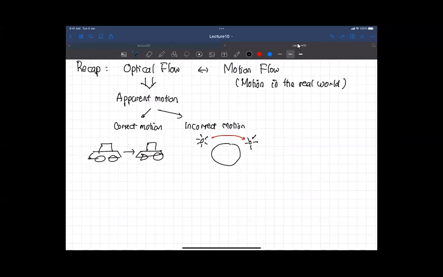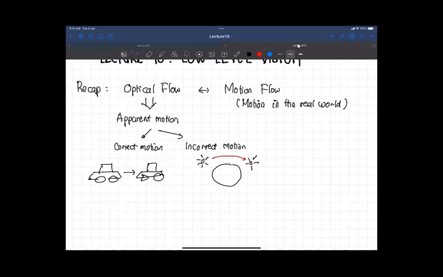So this is the difference between apparent motion and motion flow. Any questions? Okay, great. So we discussed this, and for our algorithms, of course, we focus on optical flow because we are dealing with images, which is based on the appearance of the object in the image. And optical flow is defined as follows.